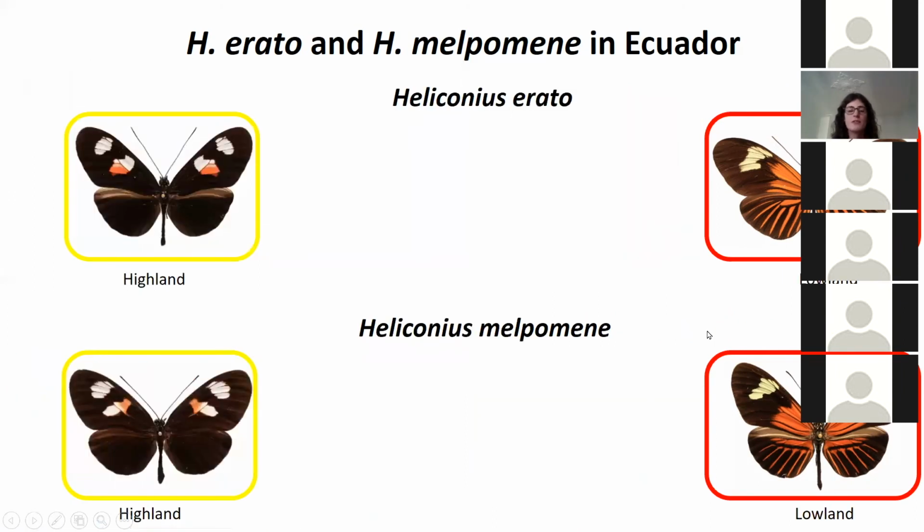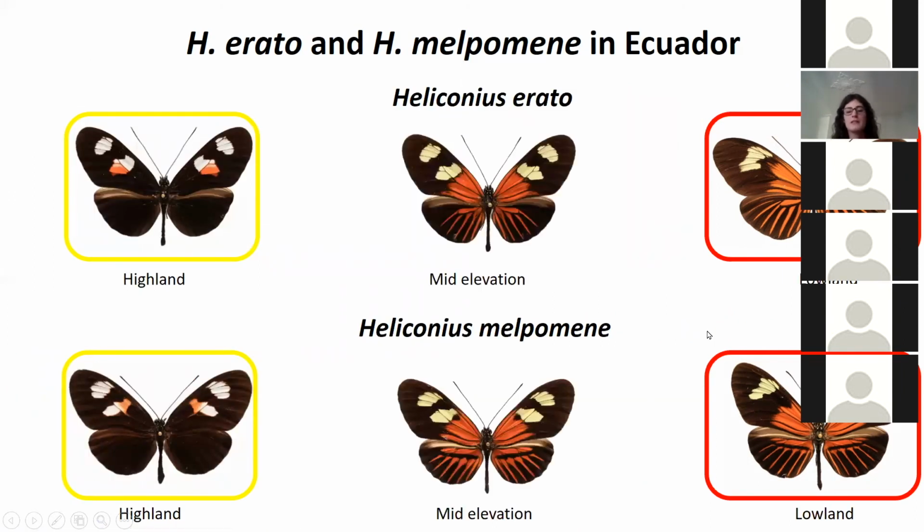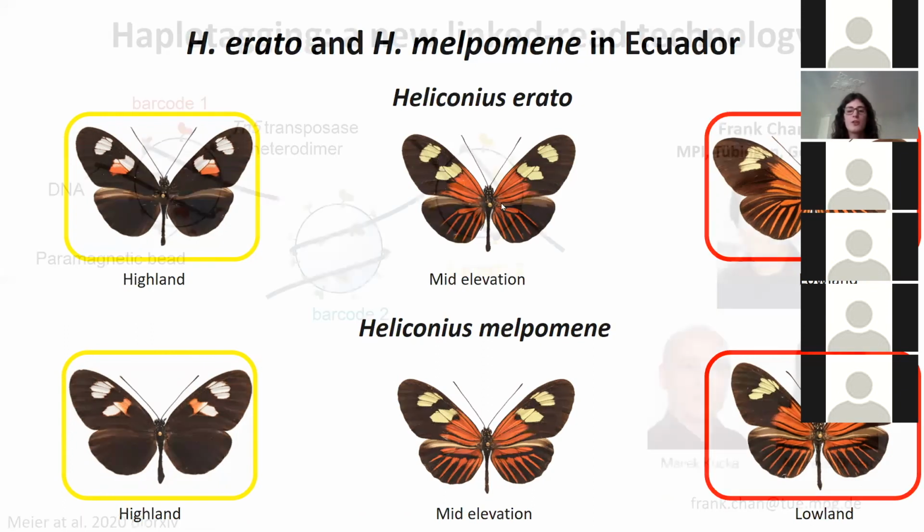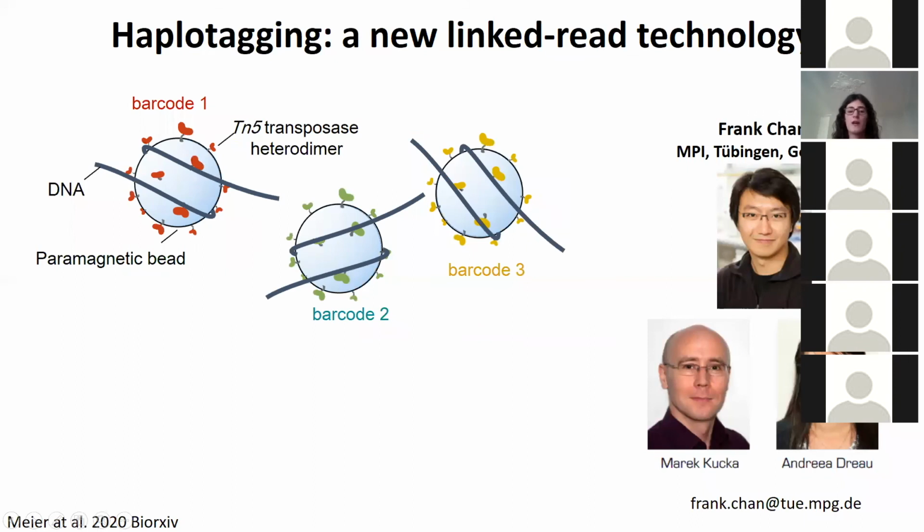But for me, most interestingly, in the middle, we get this new subspecies, which combines the red pattern of the lowland subspecies and the four-wing patches of the highland subspecies in both species. And so I wanted to know if this is another case of hybridization playing an important role.